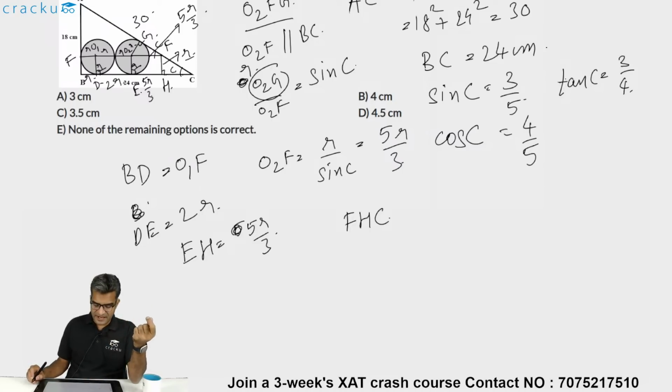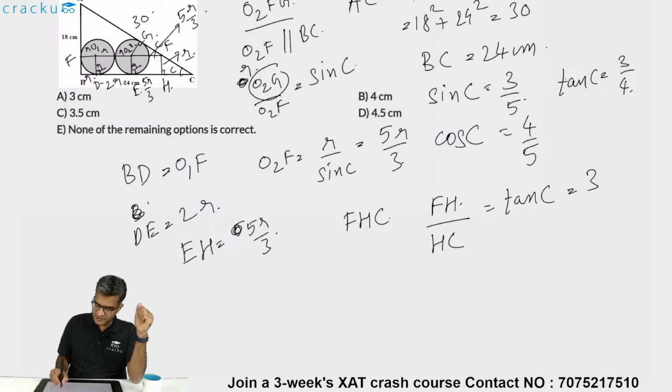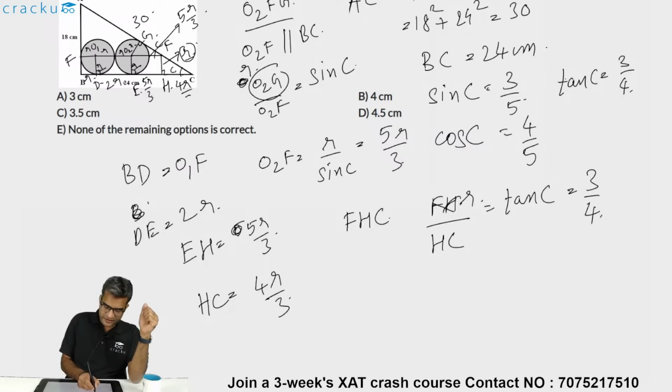If that is R, we can calculate the value of FH, which is equal to R, divided by HC, which is the length that we need to calculate. This will be equal to tan C, which is equal to 3 by 4. FH is this one, which is equal to R. So the value of HC is equal to 4R by 3. So this over here is 4R by 3.